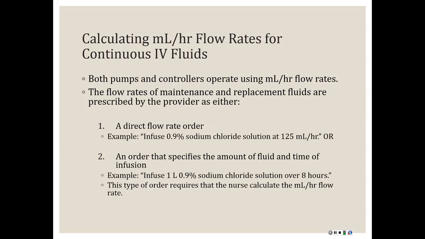Sometimes the provider may order a continuous fluid, like this example here, 125 milliliters per hour. Other times they will specify the amount of fluid and then the time that they want it to infuse over. The older providers that I've worked with will write 1 liter of whatever their fluid is over 8 hours. It's important to be able to understand how you would figure that out to understand what you're going to set your drip rate at, whether you have a pump or you're doing gravity.